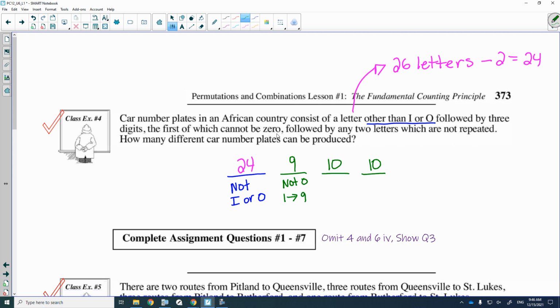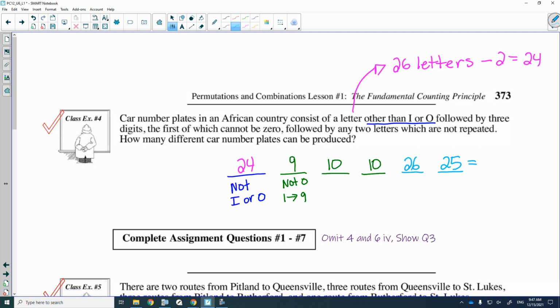After our three numbers, it says it's followed by any two letters. Okay, so we're going to have two more letters which are not repeated. So this is going to be a letter and this is going to be a letter. In this stage here, there are 26 letters that could possibly go there, but once I place one of the letters from the alphabet, that leaves 25 letters left over.